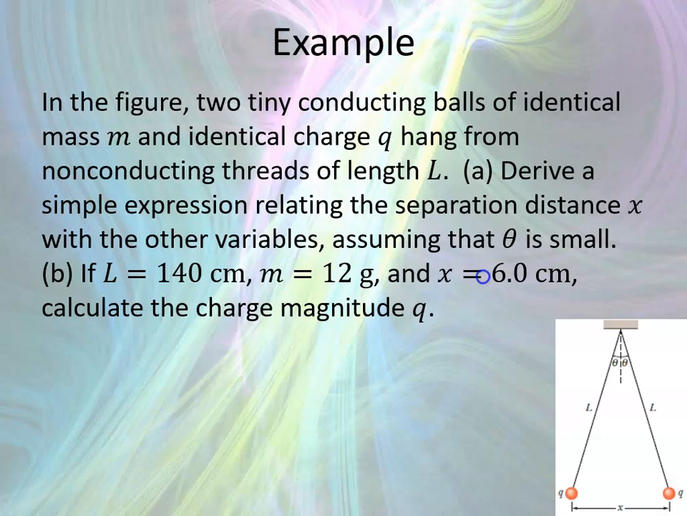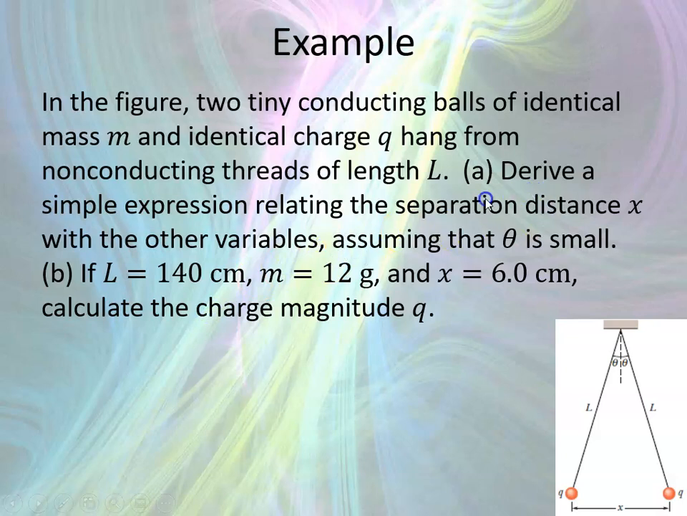So in this figure, we have two tiny conducting balls of identical mass and identical charge hanging from non-conducting threads of length L. So Part A, derive a simple expression relating the separation distance x, shown at the bottom of the figure, with the other variables, assuming that that angle theta is small. And then, Part B, given those particular numbers, calculate the charge magnitude Q.